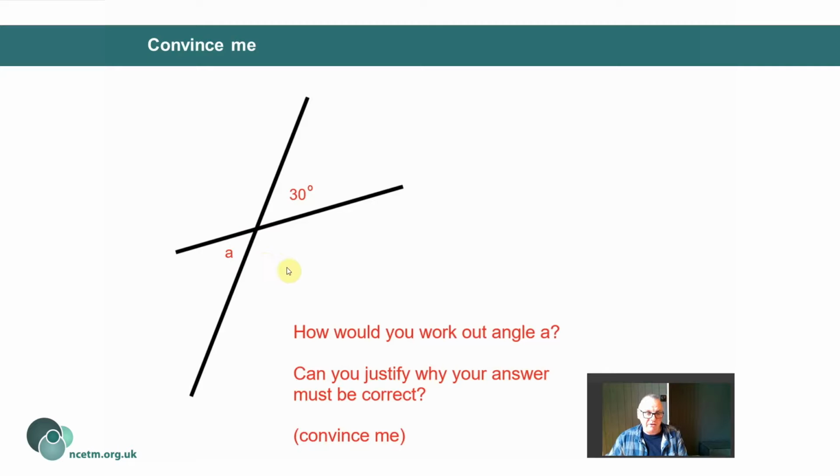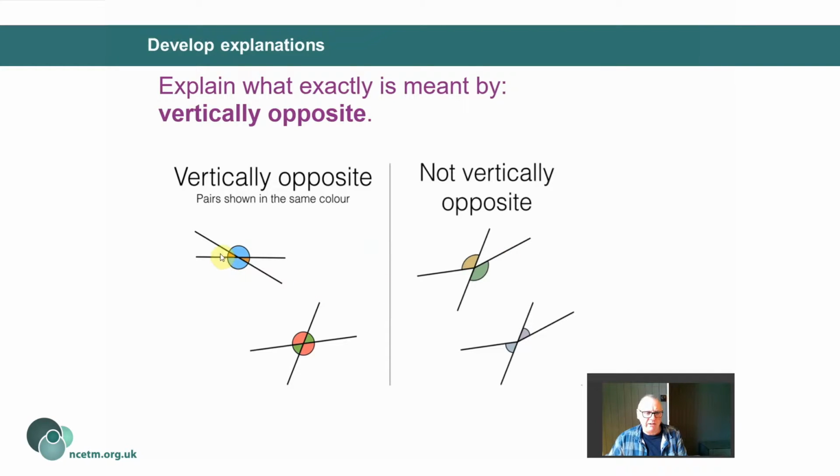They're able to convince me that vertically opposite angles are always equal. Or are they always equal? Here's how my vertically opposite angles are equal. Here's some that look vertically opposite. These are not equal. So we can really start to hone the idea of what we mean by vertically opposite and what is not vertically opposite.